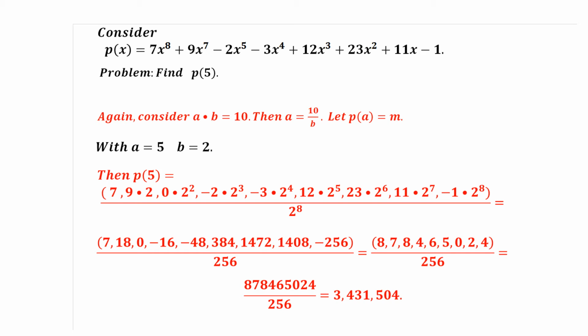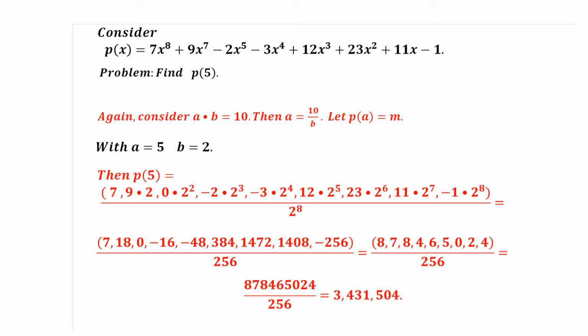Now we consider a polynomial where the highest exponent on x is 8. And we use our formula. We're going to find P of 5, and 5 times 2 is 10. And we'll be plugging 2 into a formula. And we see P of 5, it's 7. Then comma, 9 times 2 to the first. And then our next term will have 2 squared. And the next term will have 2 cubed.